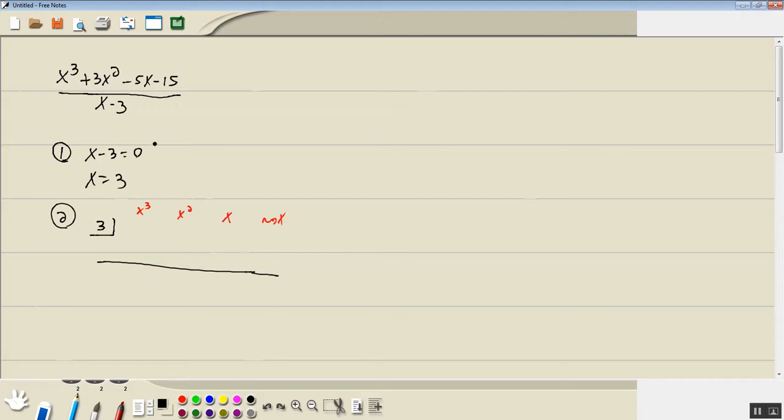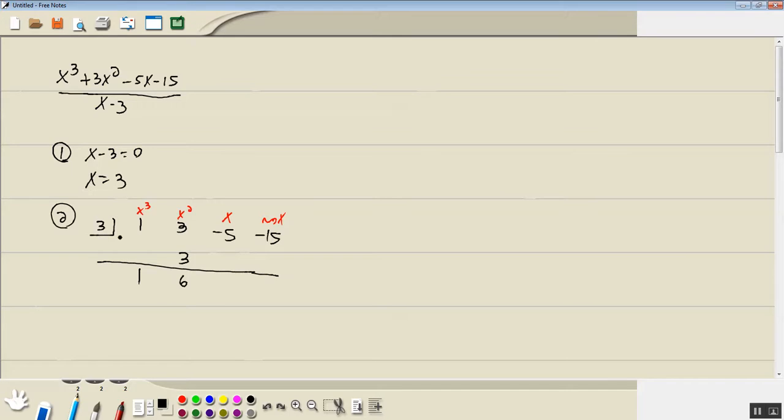And write down the number that's in front of each one. There's an invisible 1 in front of the x to the third, there's a 3 in front of the x squared, there's a negative 5 in front of the x, and there's a negative 15 at the end. Now I'll go through a series of adding, multiplying over and over until I'm done. 1 plus nothing's 1. You always multiply by a number in a box. So 3 times 1 is 3. Put it here. Add. 3 plus 3 is 6.